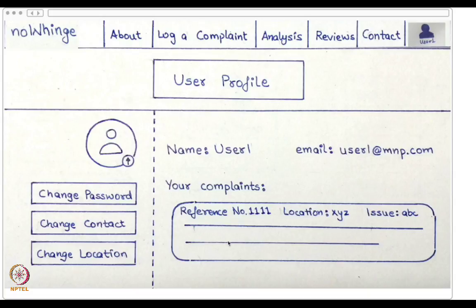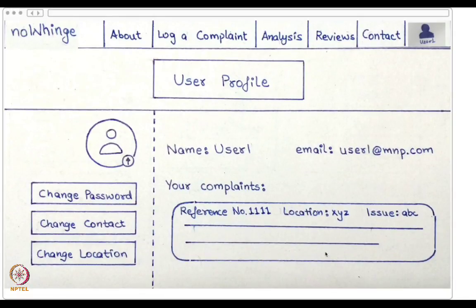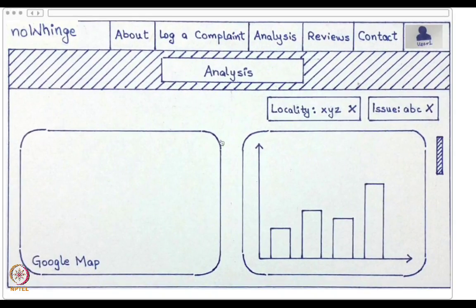Over here, I've got a list of all my past complaints with the reference number, locality information, and the description. I also have the option to change my default contact or the default location. The analysis page contains data representation of complaints and issues as heat maps or as graphs. I can filter this based on locality or issues.